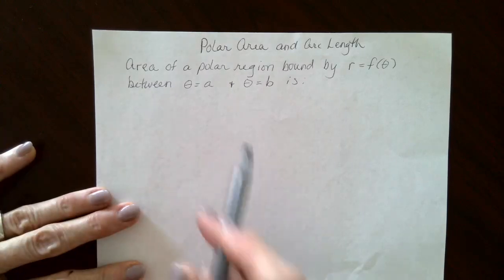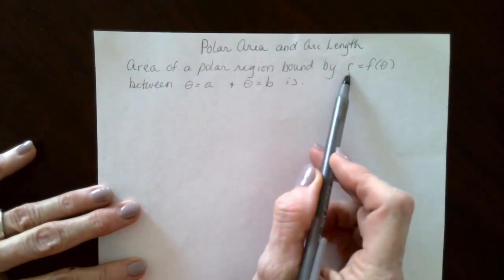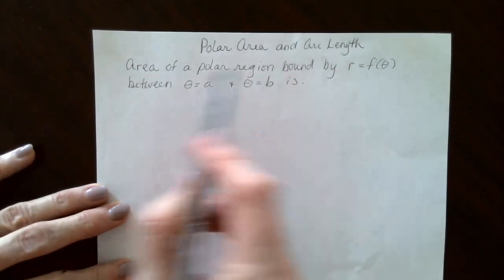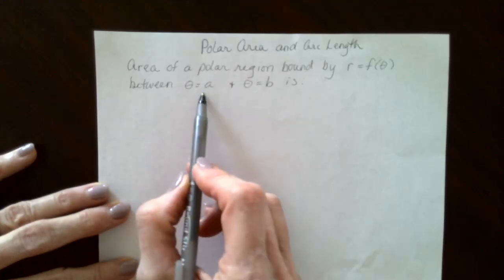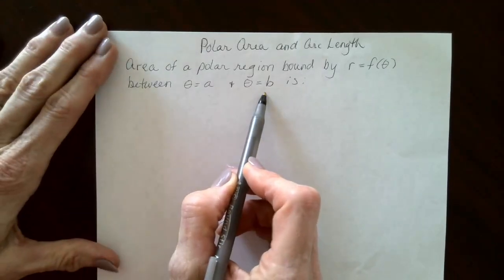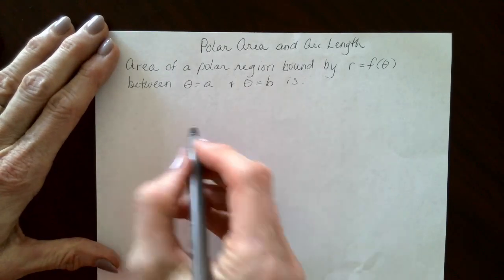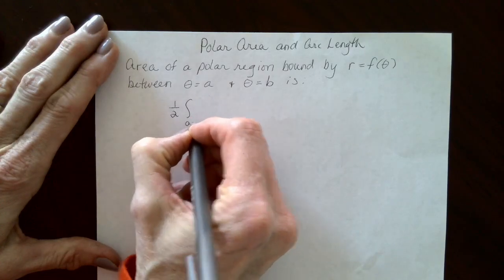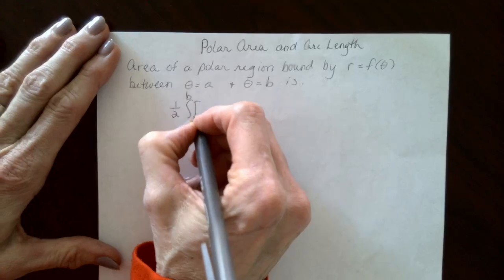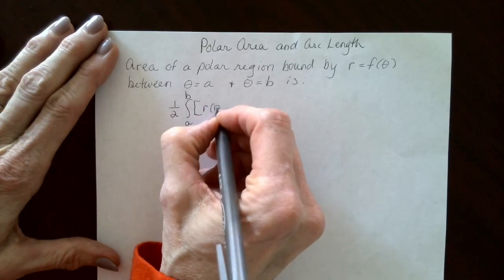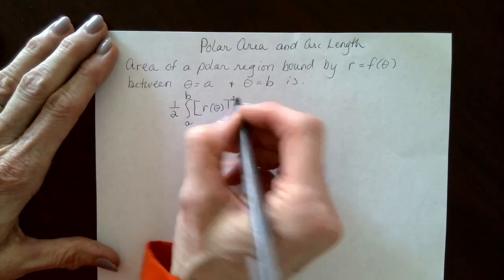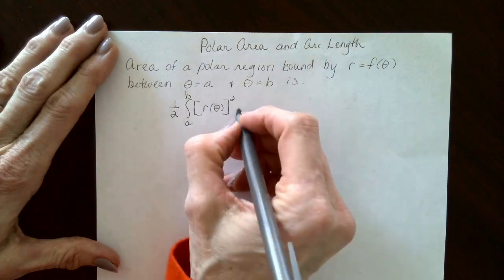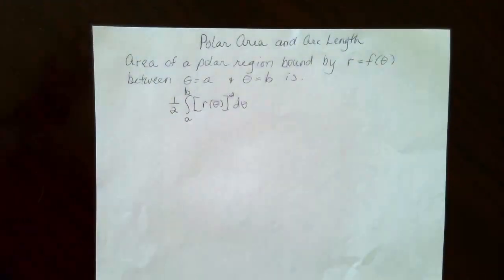Area of a polar region bound by r as a function of theta between a and b, two different theta values. This is our formula for that area: 1/2 the integral from a to b of r squared d theta. Can you erase the 4? Sorry about that.